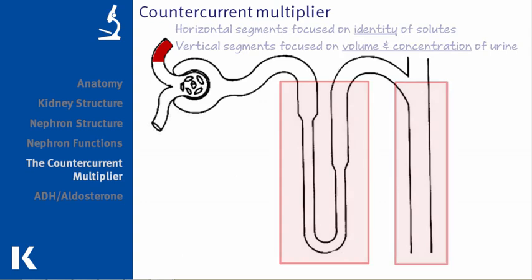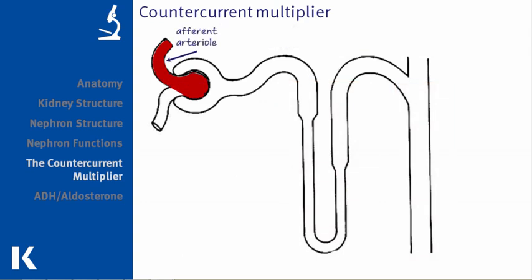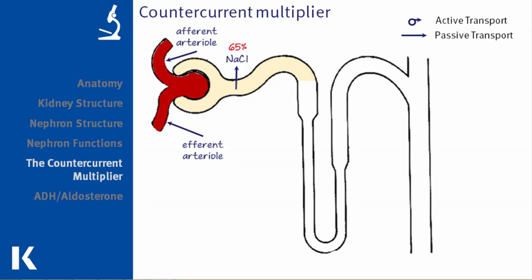So first we have blood coming in an afferent arteriole and heading out in an efferent arteriole. But because of those hydrostatic pressures we talked about earlier, filtrate is pushed into the Bowman's capsule, and here you see the proximal convoluted tubule as well. Here we have salt and various nutrients being reabsorbed, as well as various things being secreted. But we've already discussed those earlier. Here we want to focus on what's happening in the loop of Henle.